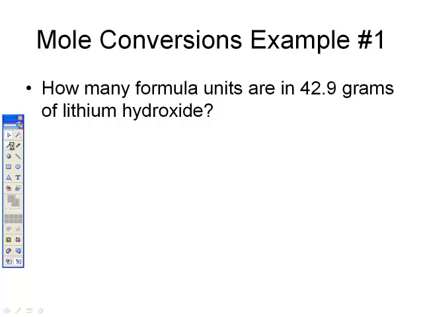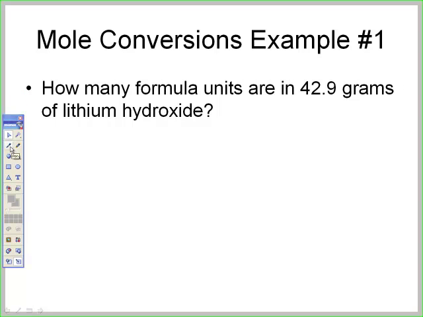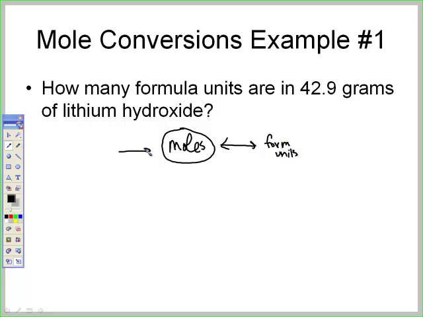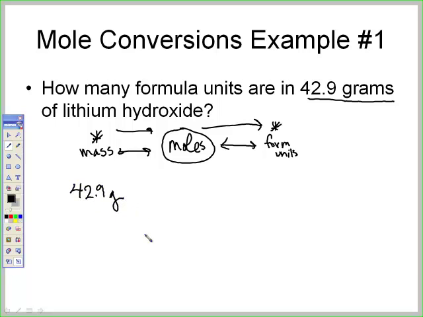First problem says how many formula units are in 42.9 grams of lithium hydroxide. So, if I'm looking at my master plan, which looks like this, and I know that I have 42.9 grams, I know that I'm starting here, and I should be ending here. So that should be a 2-step problem, starting with 42.9 grams.